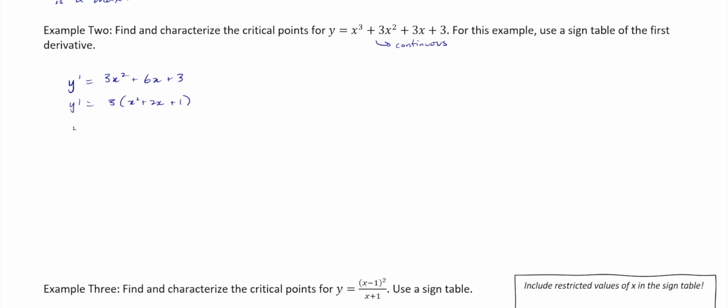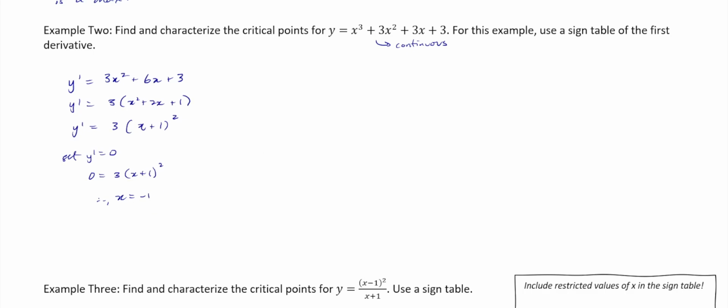Okay, and then I get y prime is equal to, I see that's a perfect square trinomial, (3x + 1) all squared. Okay, I'm going to set y prime equal to 0 to find my critical points. Setting y prime equal to 0, I get 0 is equal to (3x + 1) squared. So therefore, x is equal to -1. That's a critical number.